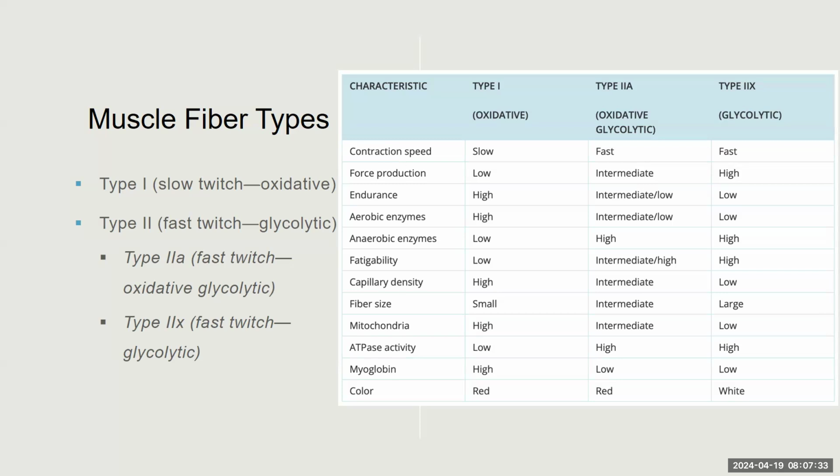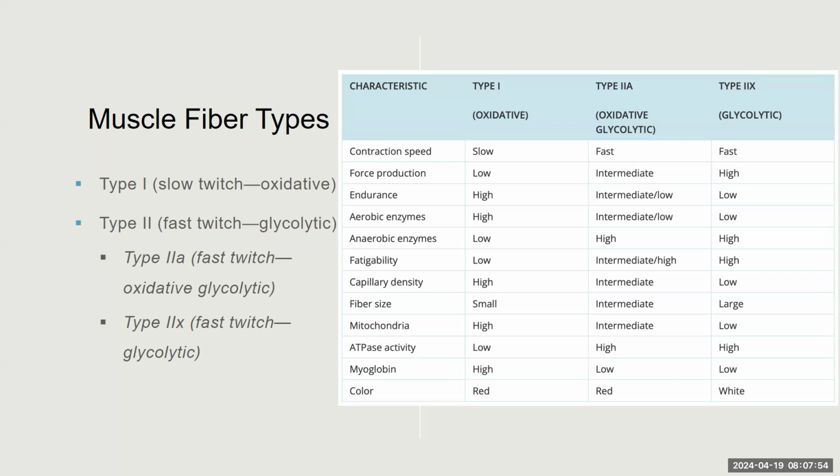They're going to have a slow contraction speed and low force production, but they have very high endurance due to these aerobic enzymes in high concentration. They also have a high amount of mitochondria and myoglobin. And these are the red muscle cells, like people like to call them.